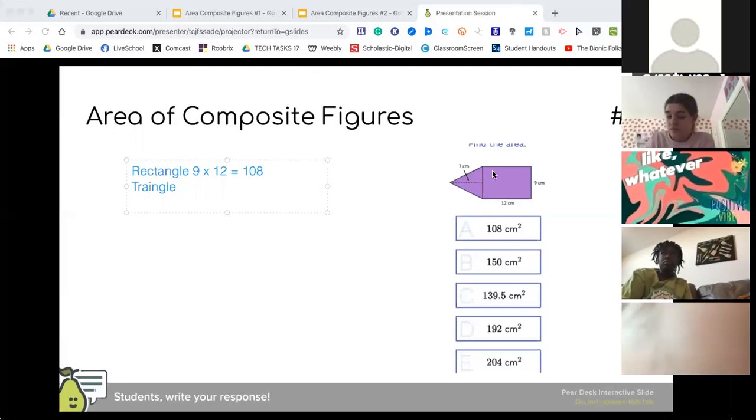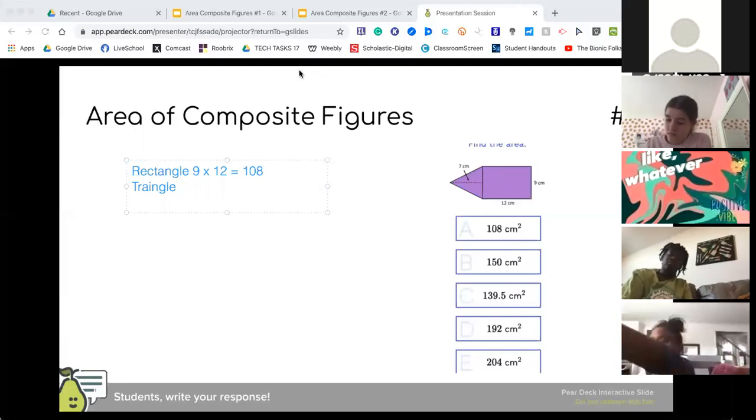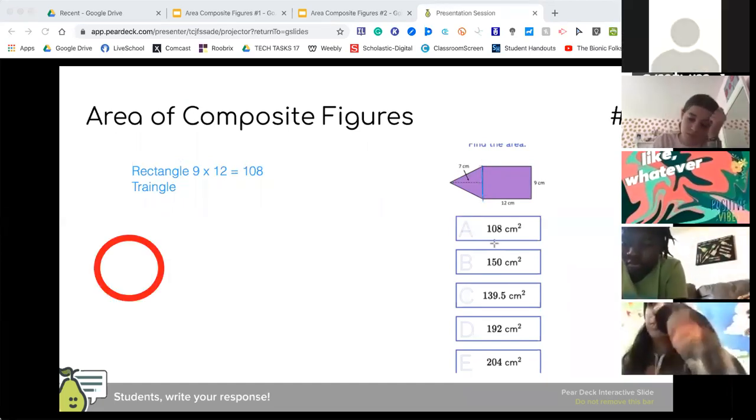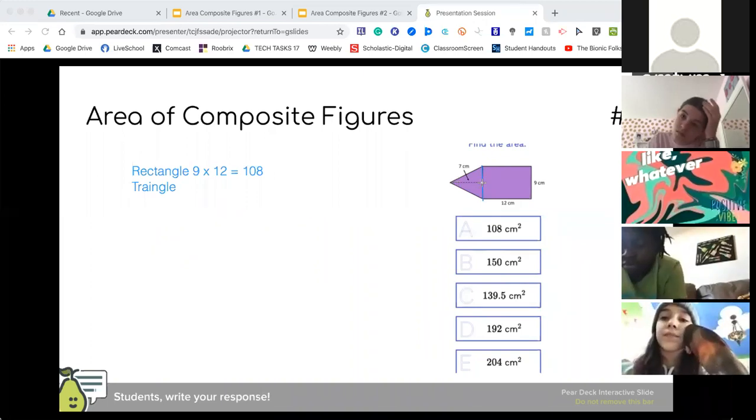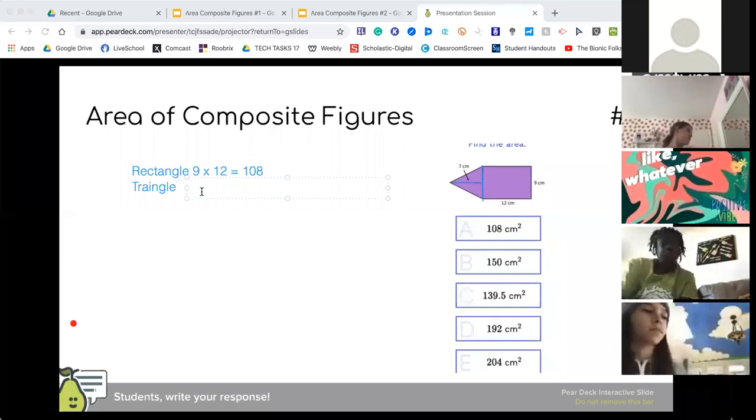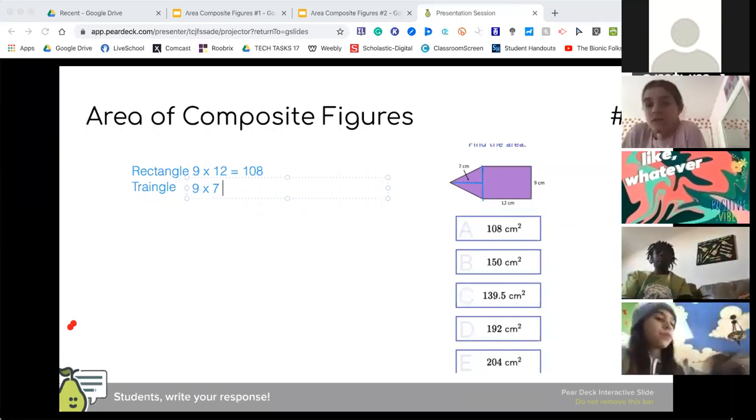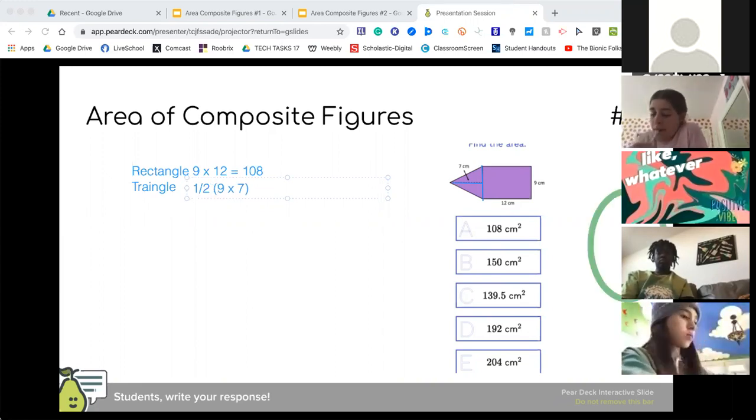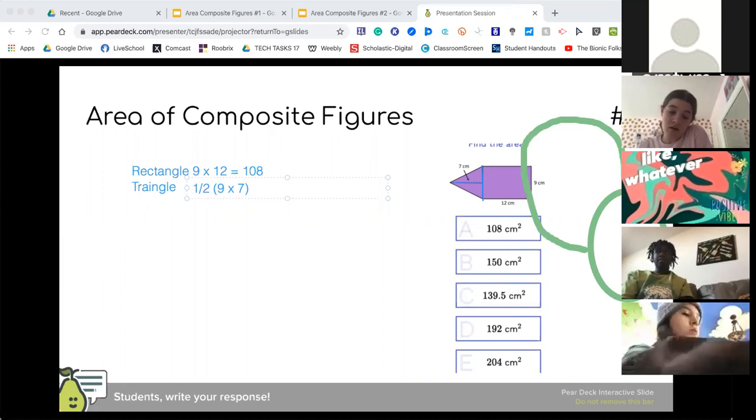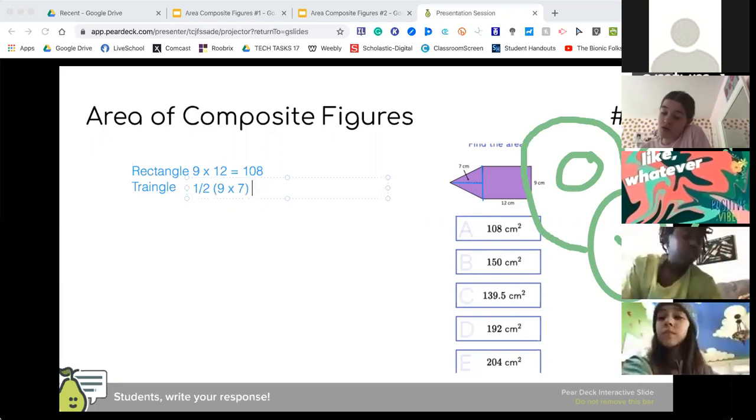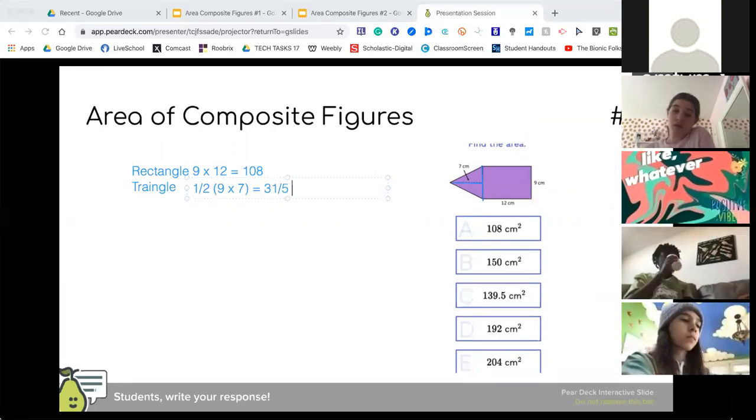Remember why? Here's why. The base of the triangle is 9. The height of the triangle is 7, right? So 9 times 7, 63, but half of it, right? So what's half of 63? 31.5.